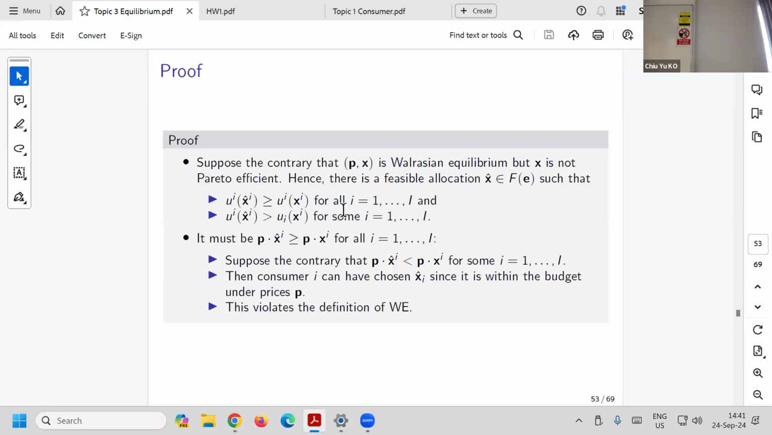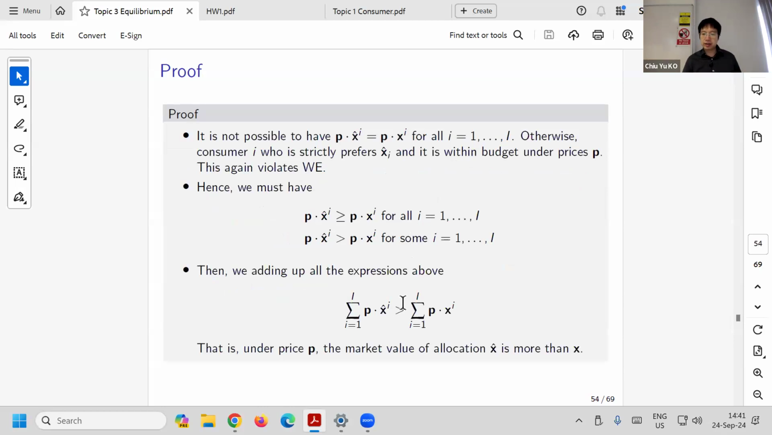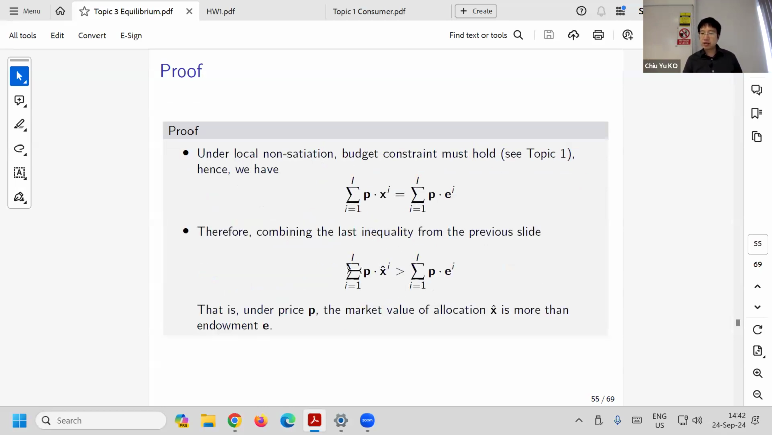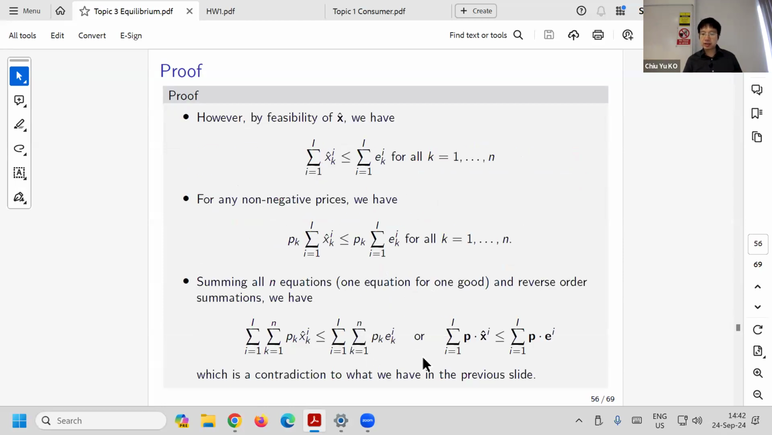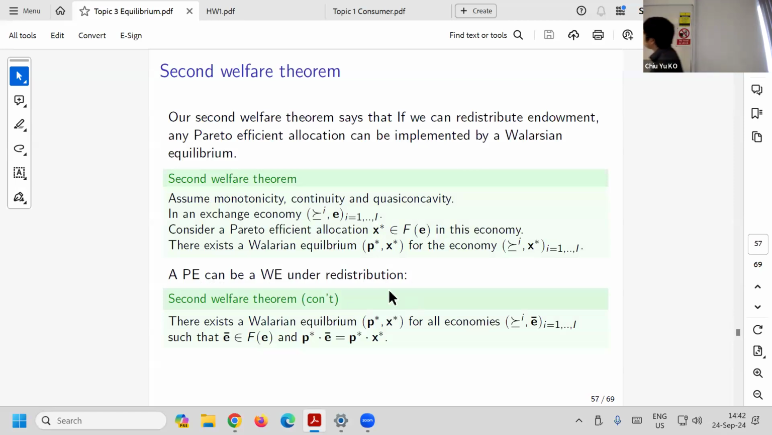You prove that if there is an allocation that improves everyone, and within the budget constraint, then it can't be a Walrasian equilibrium. So when you calculate everything, it will say, okay, this is more than your budget, and there's a contradiction. So I'm not going to follow the proof because we don't have time to go over it, and I'm not asking you to prove it anyway.